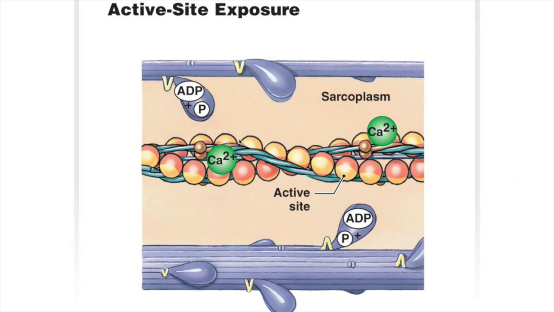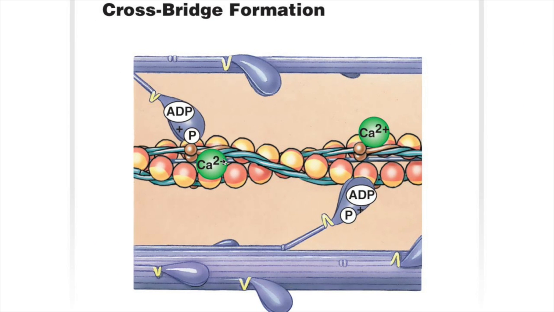But when calcium enters, it binds to troponin. Troponin changes shape. Here's troponin. Troponin changes shape, and it moves tropomyosin, exposing the binding sites. So the first step is active site exposure, and depending on which book you read, this is part of excitation-contraction coupling, or part of the contraction cycle. And then once the active sites are exposed, then we have cross-bridge formation. Now you can see myosin is binding to actin.